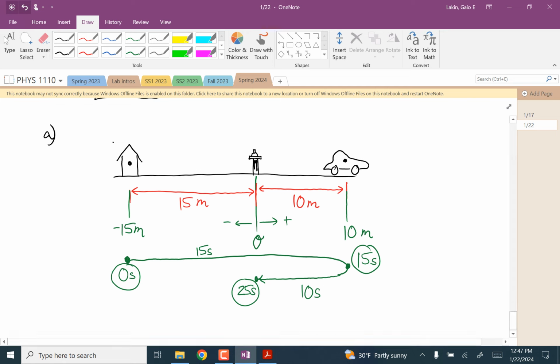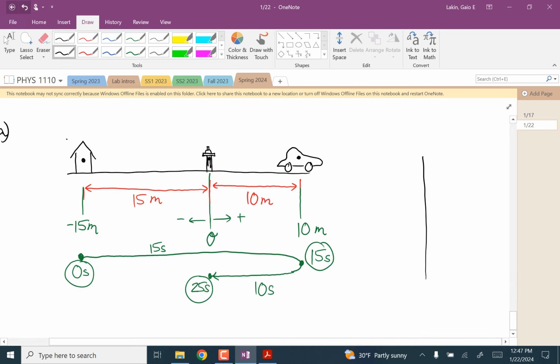I'll write out a little table because I think this is a nice way to not get confused about it. All I'm doing is looking instant by instant. The first one is at 0 seconds and the position is negative 15 meters. The second one is 15 seconds and positive 10 meters. And the third one is 25 seconds and 0 meters.